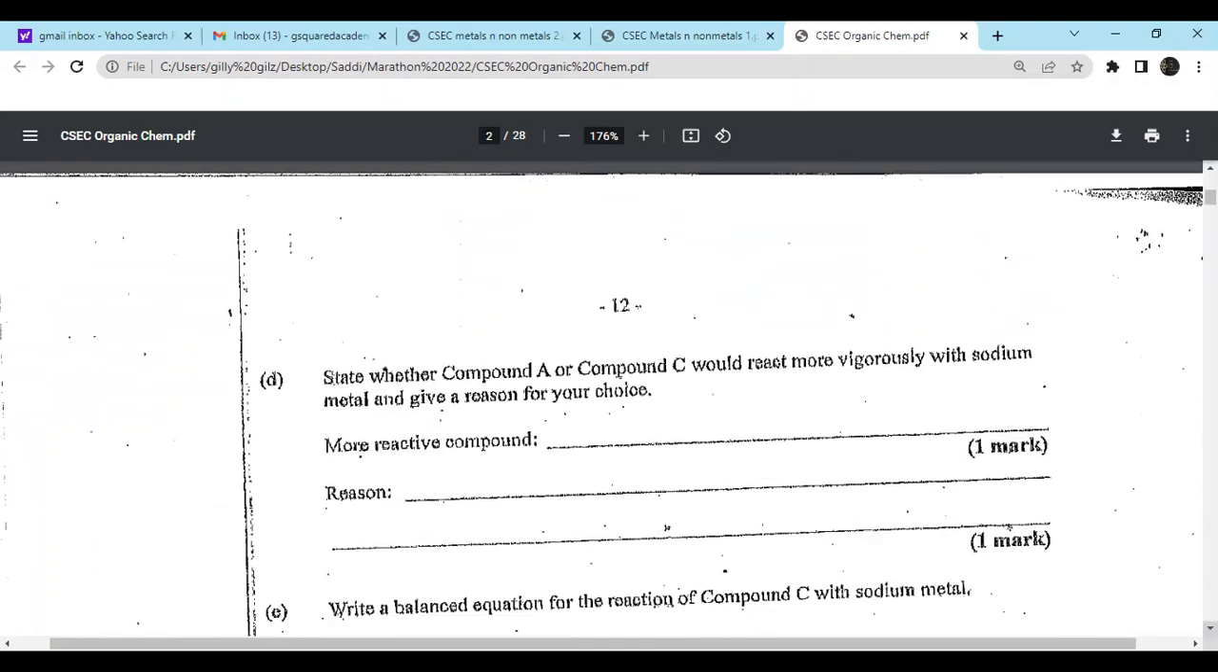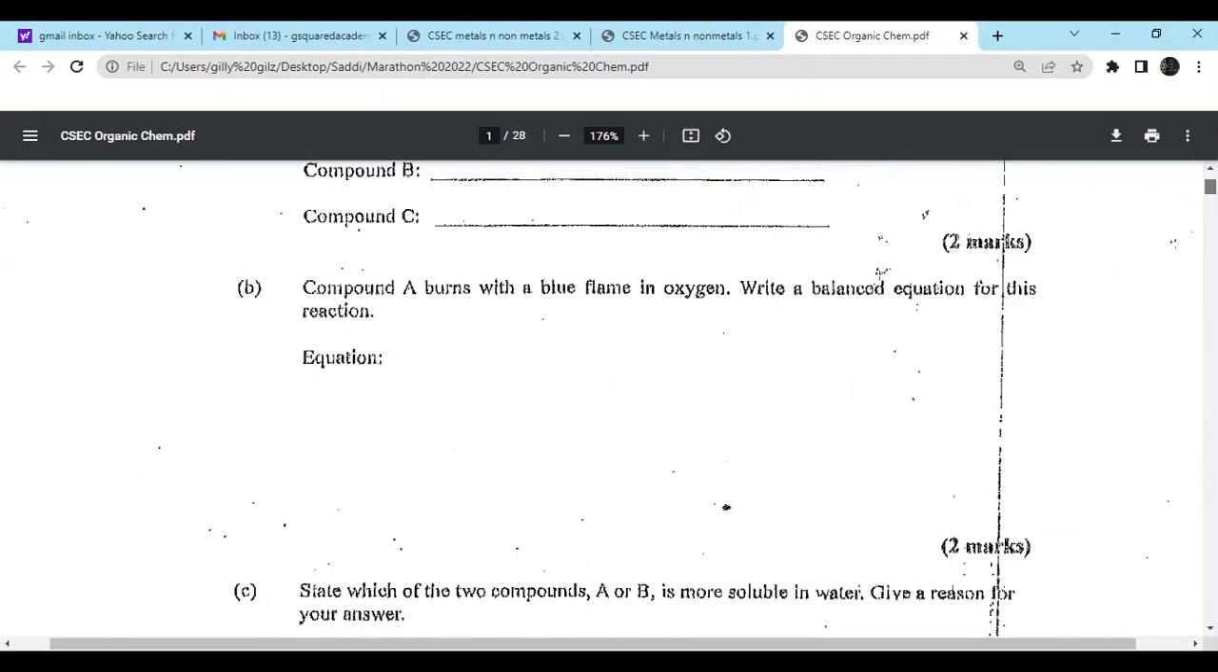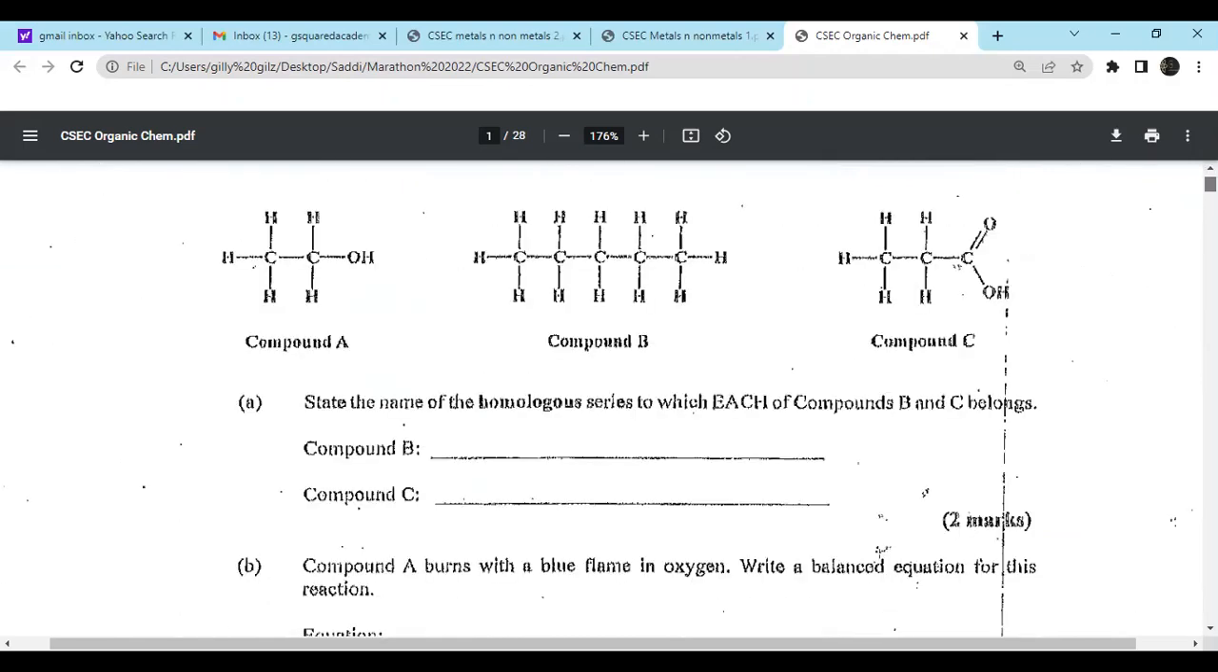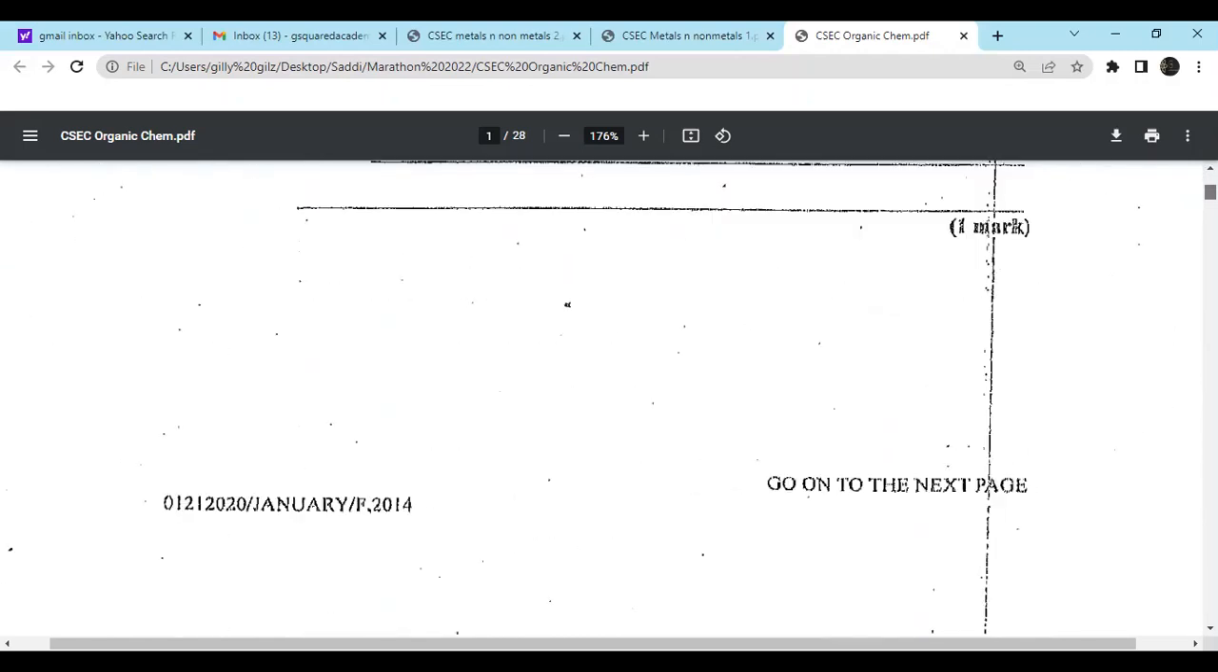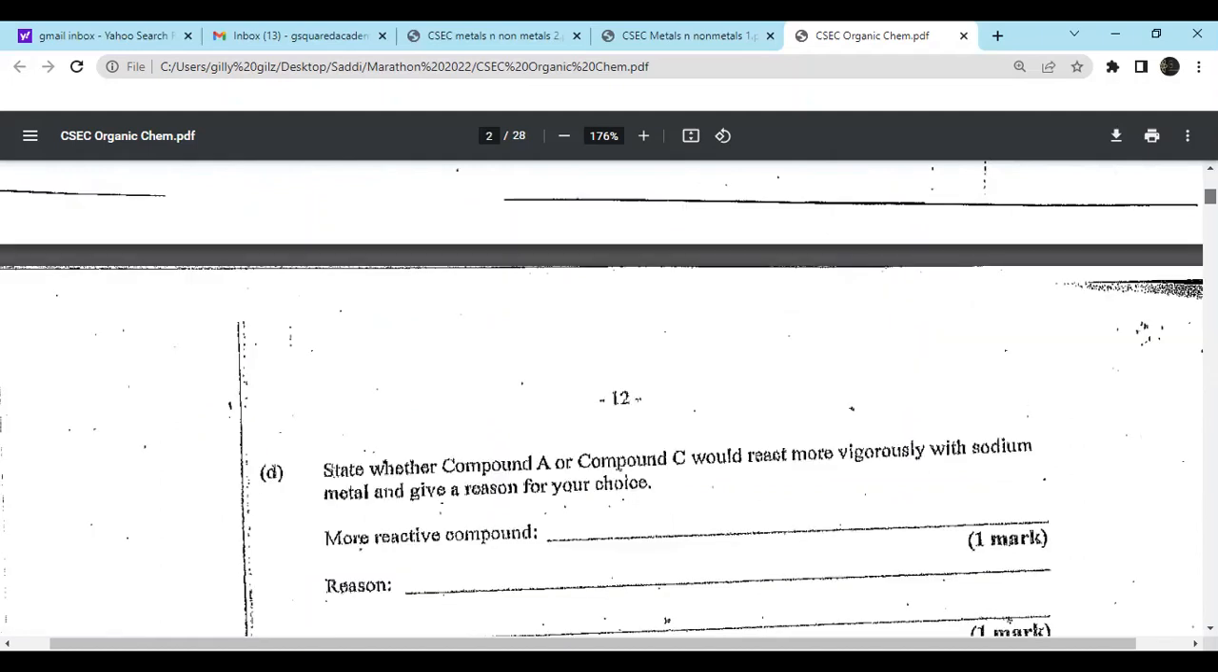All right. State whether compound A or C would react more vigorously with sodium metal and give a reason for your answer. A was the alcohol and C was the acid. So which one would react more vigorously with sodium? Well, the acid would react more vigorously with sodium because acids tend to react with reactive metals. If you remember that, we just did that a while ago.